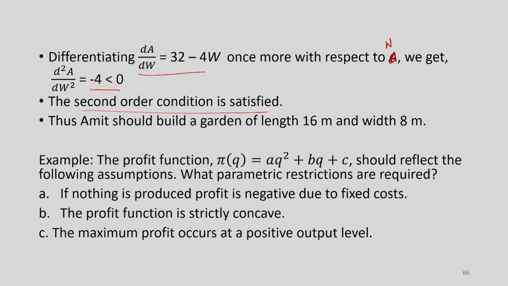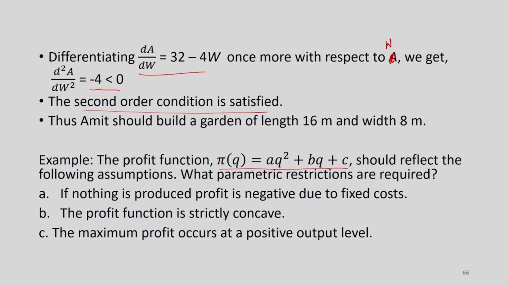So, here is another example. Unlike the previous example, this example is from economics. A profit function is given. So, pi of q, small q, is equal to a q square plus b q plus c. So, this is a general quadratic function.